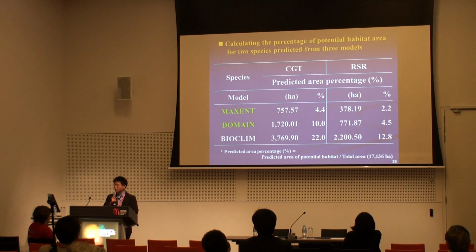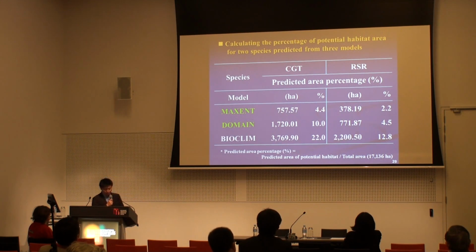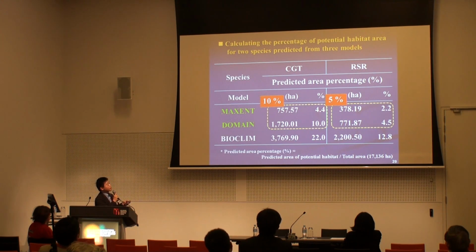We also calculated the area percentage, and we find the Domain and Maxent models could reduce the high potential area by 10% for CGT and 5% for the RSR2 species. That means if we further want to use the prediction map for future investigation, they could save cost. So it's a large amount of workable, useful information.